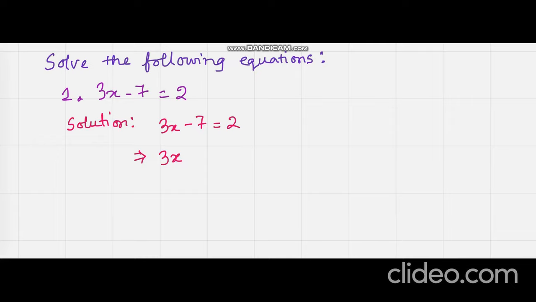Whenever we change the side, that is called the transposing method. Then the sign will be changed. Since we have minus 7, when we change it to the right hand side, it will become plus 7. Already 2 is there. Now minus 7 will become plus 7. So this is by the transposing method.